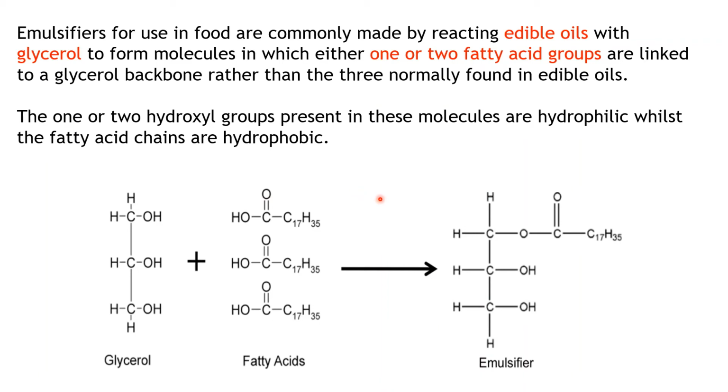However, in the case of an emulsifier, we only join one or two fatty acid groups to the glycerol. So in this case, this emulsifier has had one fatty acid joined to the glycerol, creating an ester link and this hydrophobic part, which would be soluble in oil. These two hydroxyl groups on the emulsifier are soluble in water. These in turn will be hydrophilic.